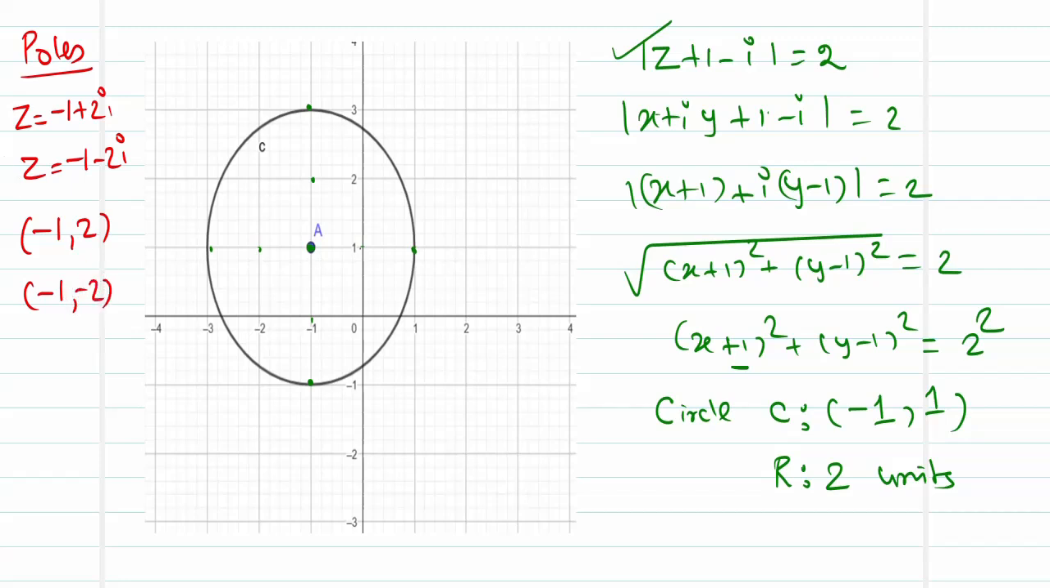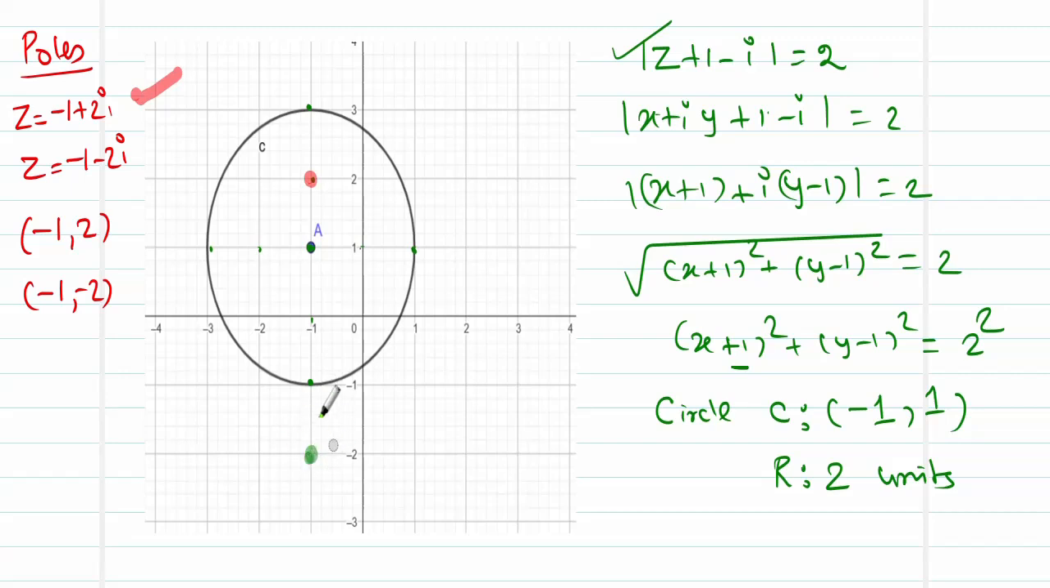So let me go for the point minus 1 comma 2. Where is my point minus 1 comma 2? This lies inside. So this pole is going to have a residue inside my boundary called C. Now coming to the second pole. What is going to be my second pole? Minus 1 comma minus 2. Where does this pole lie? This pole lies outside my boundary of the circle.